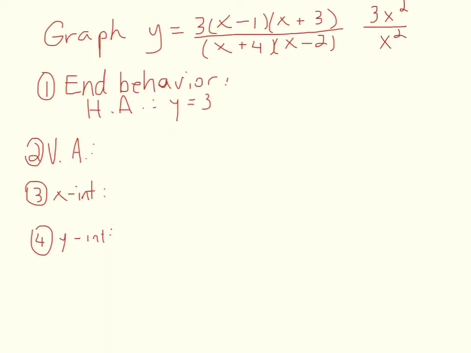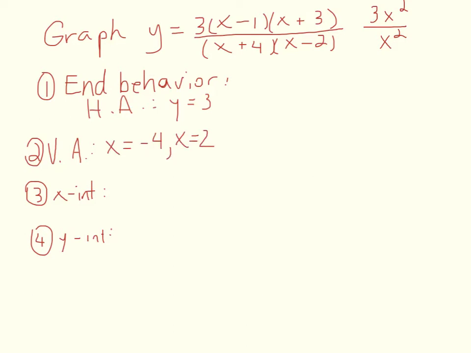Okay, to get the vertical asymptotes, we notice that negative 4 makes this factor 0. Since the x plus 4 does not cancel from the numerator, we know that negative 4 is a vertical asymptote, or x equals negative 4. Also, this x minus 2 does not cancel, so x equals 2 is also a vertical asymptote.